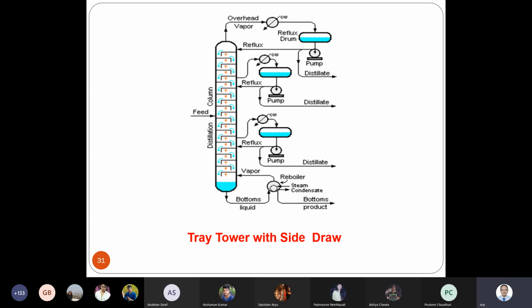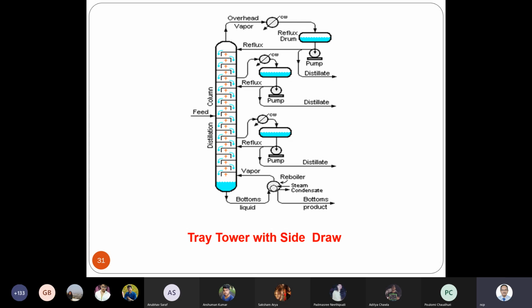So distillate 1, similarly distillate 2, and this is another distillate. The first distillate may be your gasoline, then kerosene, then diesel. When you are doing these crude distillations, the bottom is the residue, which is mostly taken to the vacuum distillation column. So this is the ADU, the atmospheric distillation unit.